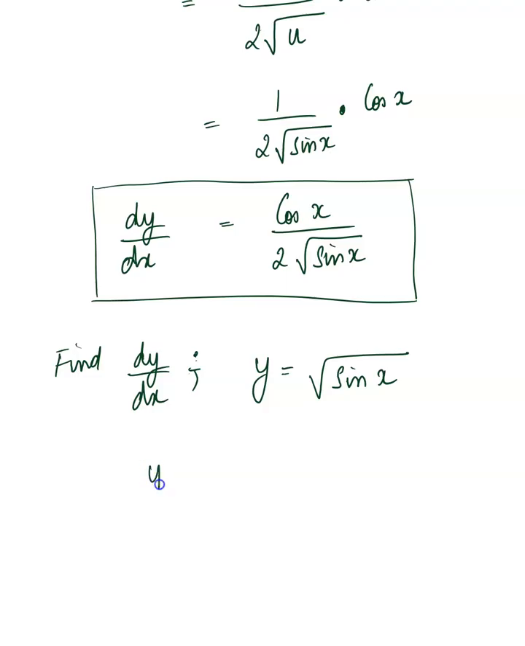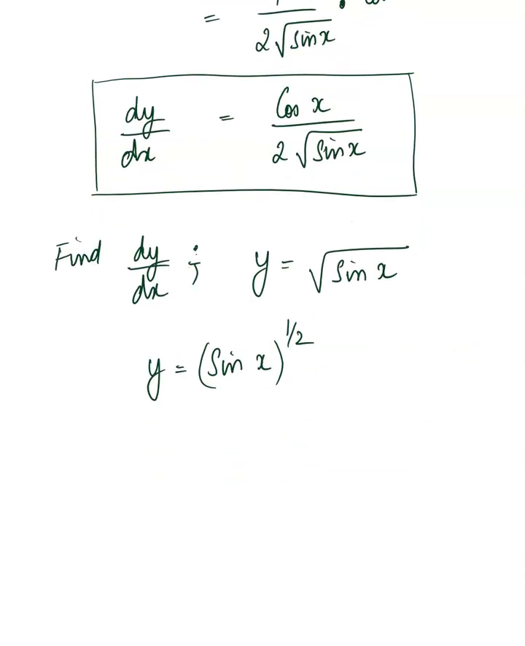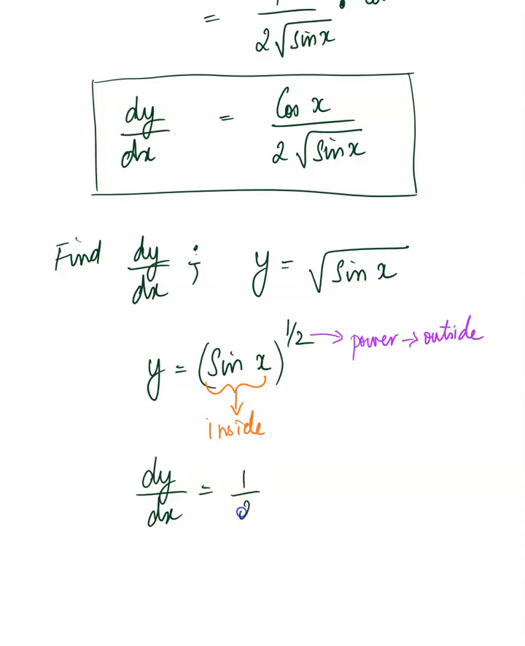If this was what was asked of us, we have to first write this y equals square root of sine x as sine x power half, okay? And then identify this to be the half, the power. The power is outside, and of course what is inside is the sine x. So you have to take the derivative of the outside times the derivative of the inside. So that will be half, leave the inside as it is, half sine x power half minus 1 times derivative of the inside would be cosine x.